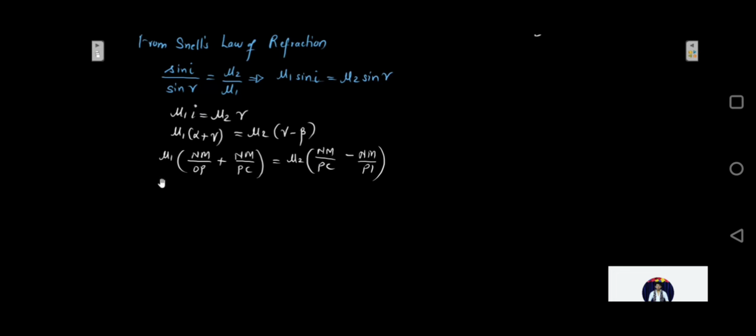Okay, so after this step, if you see NM is common over here, so I can easily cancel this NM out, because I can take it out common and cancel it on both the sides. So what will remain over here is mu1 into 1 upon OP plus 1 upon PC is equal to mu2 into 1 upon PC minus 1 upon PI.